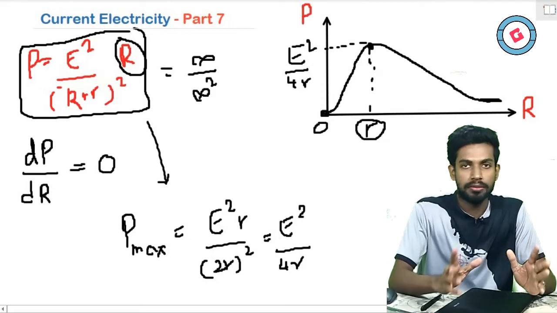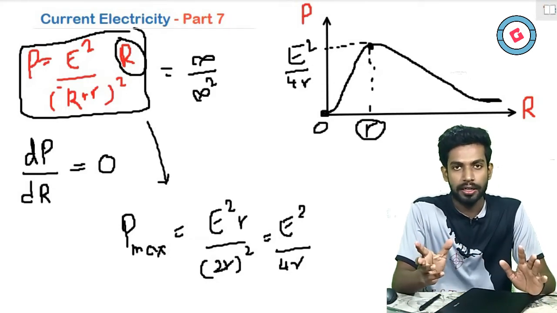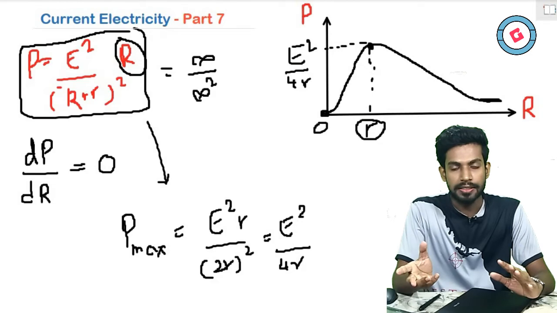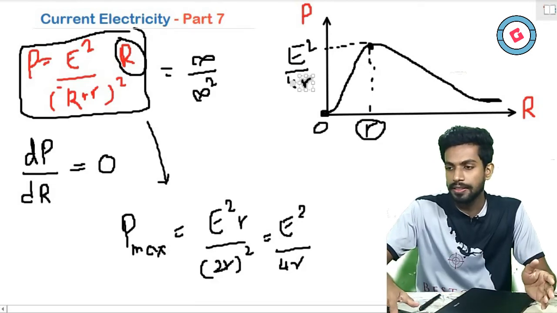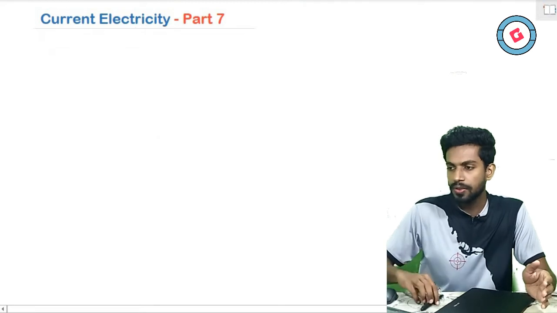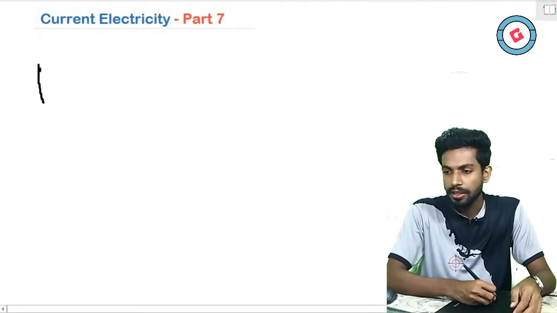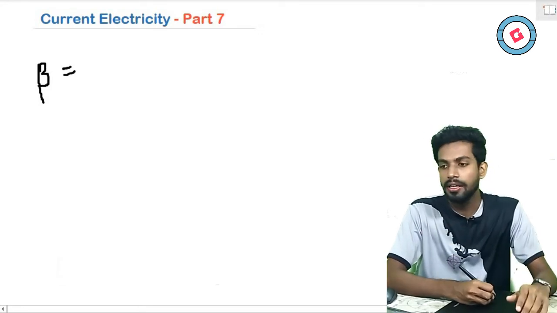So the important point is when the load's power dissipation is at its maximum, its resistance will be equal to this electric cell's internal resistance. Next, we are moving into finding the electric efficiency of the load resistor, the external load resistance.